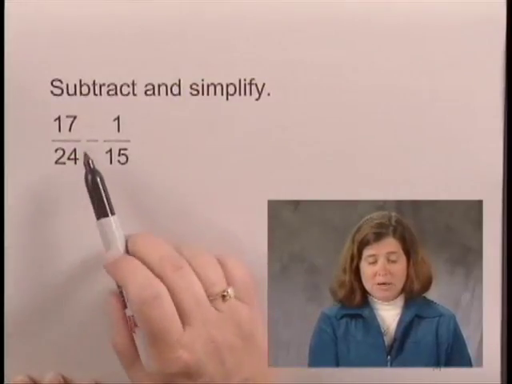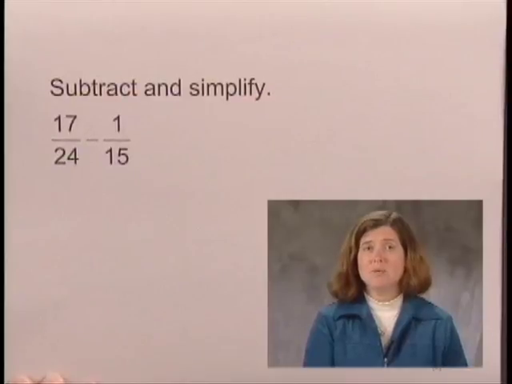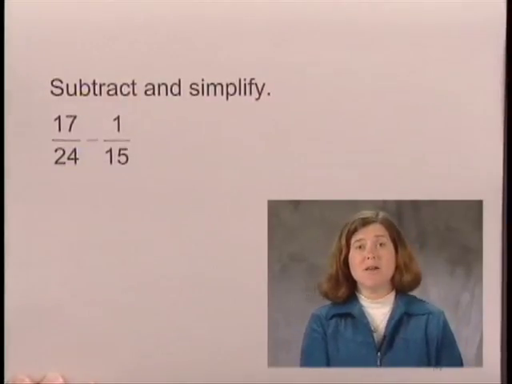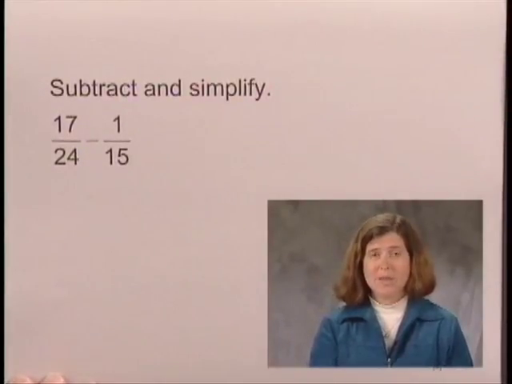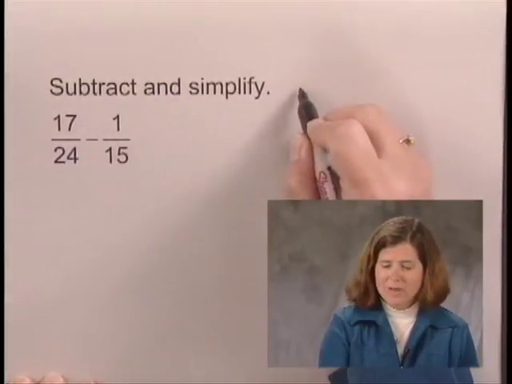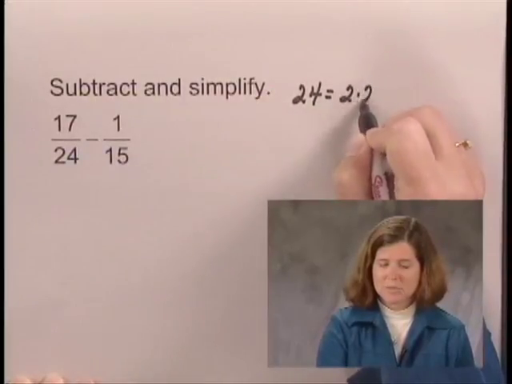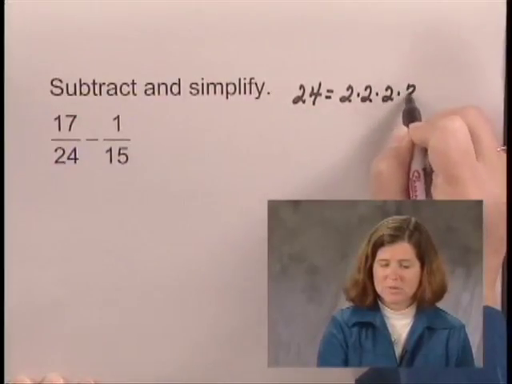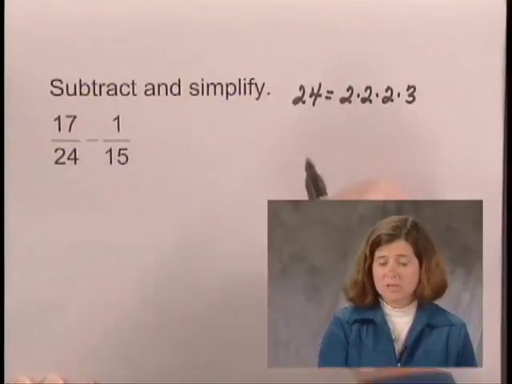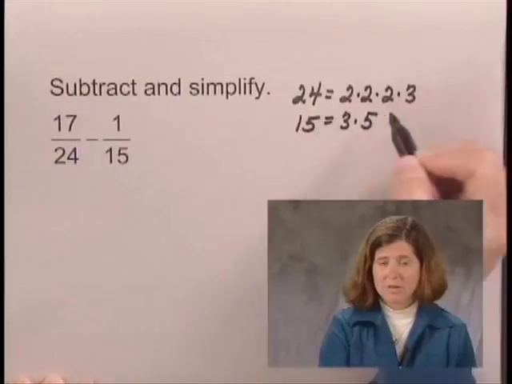Looking at the largest denominator, 24, 24 is not a multiple of 15, so we will need to use another kind of procedure to find the least common multiple of the two numbers. We will, in this case, use prime factorizations. So I will find the prime factorization of 24, which is 2 times 2 times 2 times 3. The prime factorization of 15 is 3 times 5.